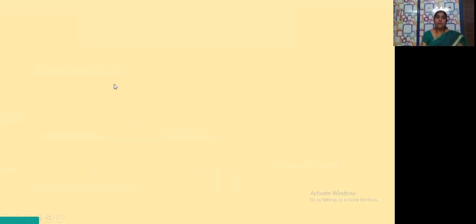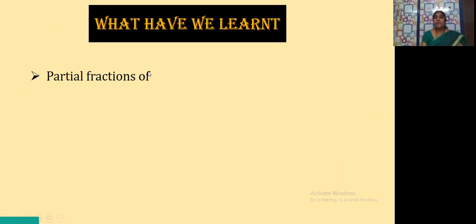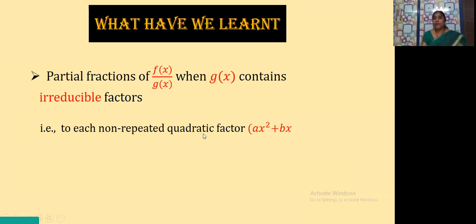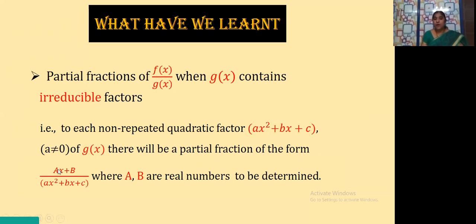Okay, now next thing we have learned here, rule 3. Partial fractions of f of x by g of x when g of x contains irreducible factors. So which irreducible factors here we are seeing, children? Linear as well as quadratic also. So in such case what we get? To each non-repeated quadratic factor ax square plus bx plus c, the partial fractions, what will be the partial fractions now? They are in the form of ax plus b by ax square plus bx plus c.